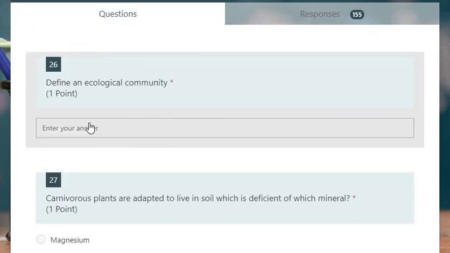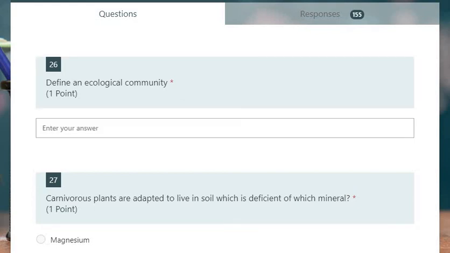26, define an ecological community. Most people got near to this. A lot of you did get the mark. A community is a group made up of populations of different species that live in the same habitat. You could have worded that differently, but the key thing is that you've got groups from multiple species involved.